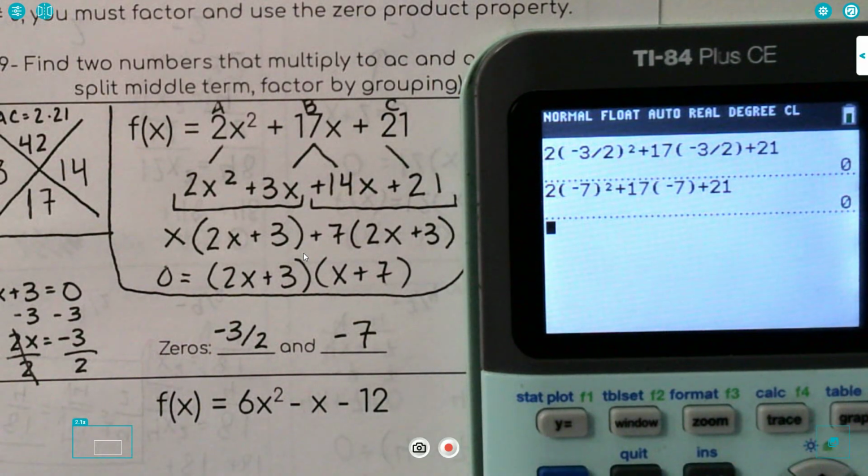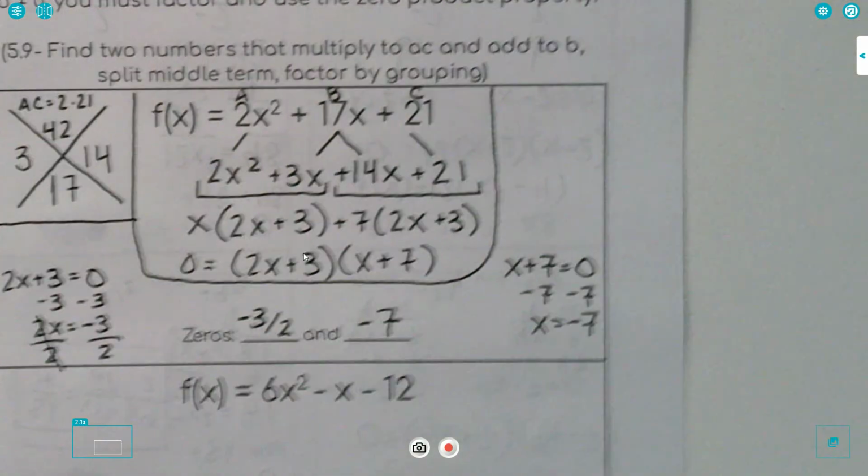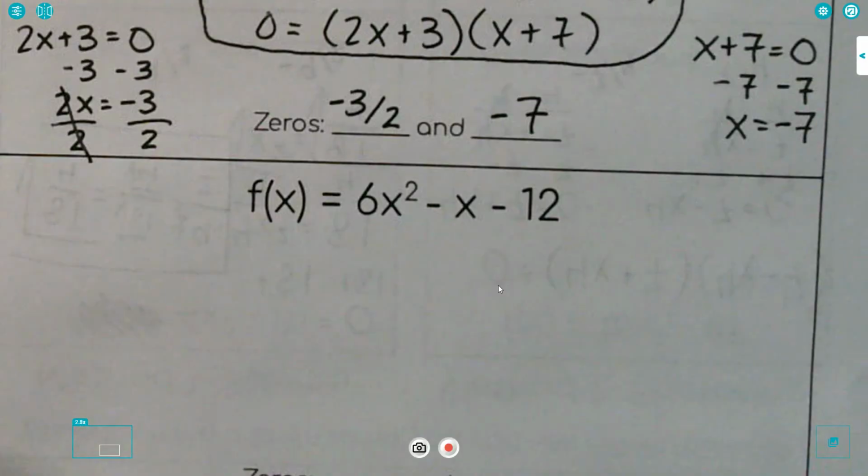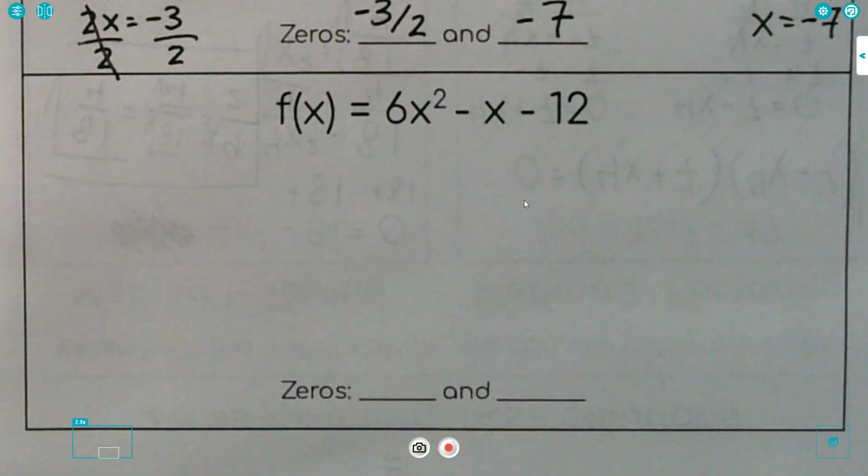You guys are doing a lot of advanced math. And if you were to plug in these really complicated answers to this really complicated function, you would get 0 for both if you haven't made any mistakes. All right, we've got one more we're going to do together, and then we'll have the rest of class to work on our assignment. So we've got 6x squared minus x minus 12.